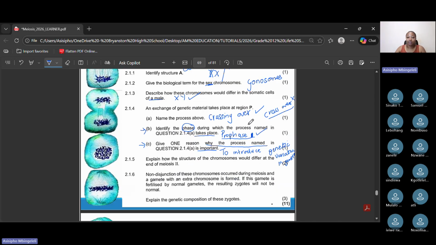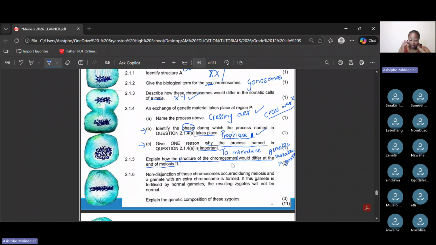Okay, then 2.1.5. Explain how the structure of the chromosomes will differ at the end of meiosis 2. Please give me an answer for 2 marks. What are they asking for here? Explain. Ma'am, I said the centromere will split as the chromatids move to the opposite poles of the cells. Therefore, 4 cells are formed at the end of the division.